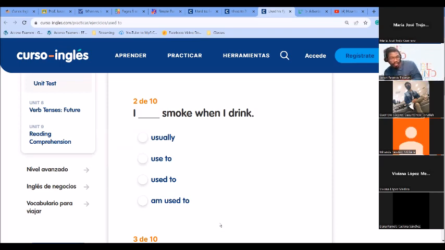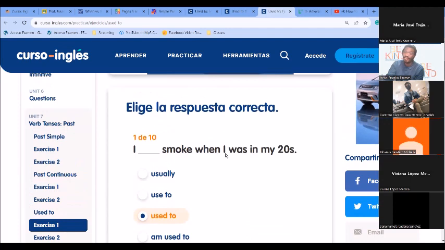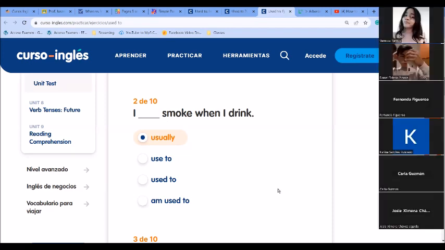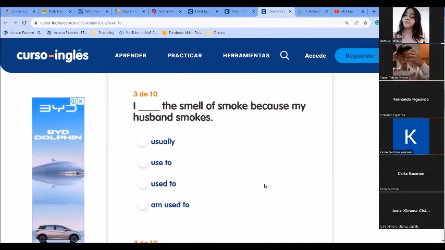Cuando tomo, is this present? Sí, sí. Exactly. So now we can use "It's used to"... now I can use "usually". Aquí no puedo usar "used to" porque este es pasado. Aquí sí puedo porque este es presente. Usualmente fumo cuando estoy tomando. Again. Okay. I usually smoke when I drink. Good. All right, let's continue with Vanessa, number 3.